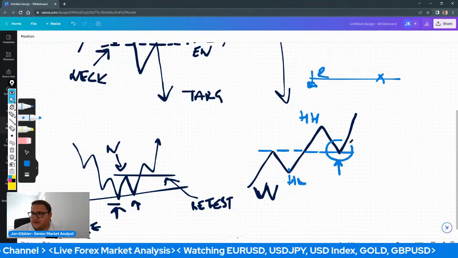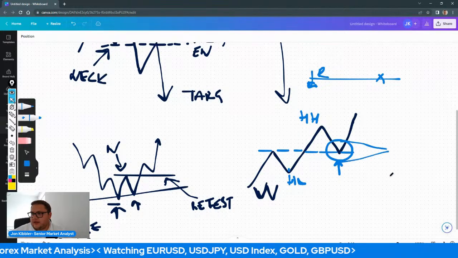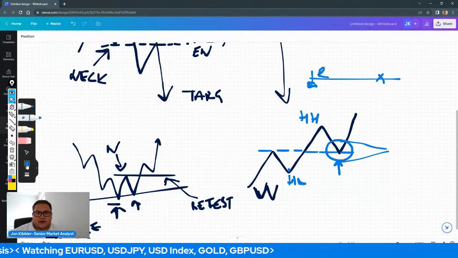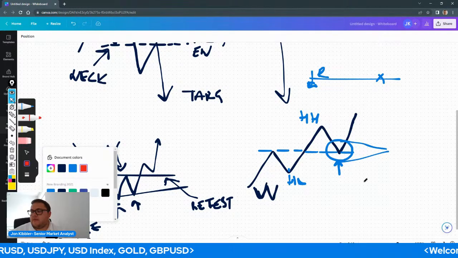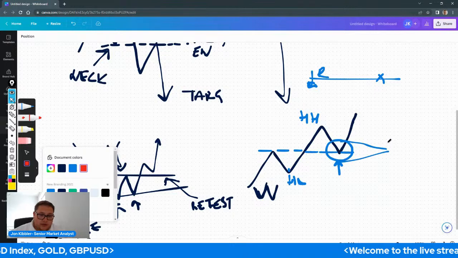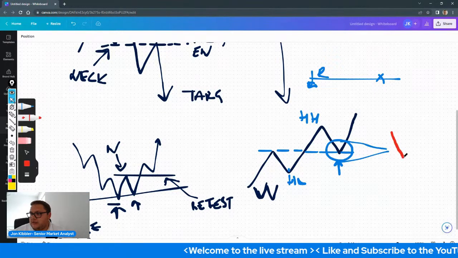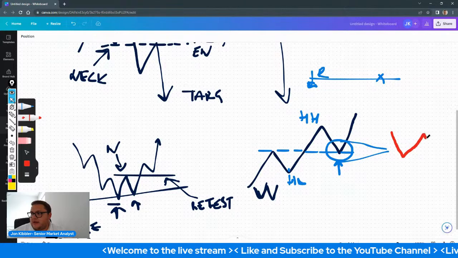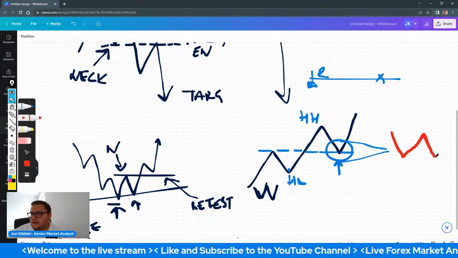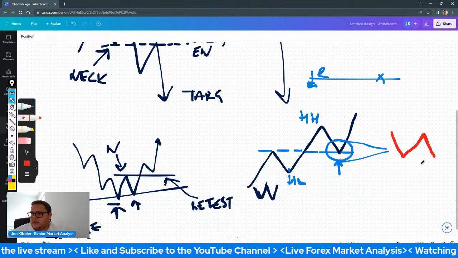Now, in this area here, let's just step that out. In this area here, I'd be looking at the double top, double bottom pattern. So I'll be looking for price to come down into that level, rally back up away from it, and come back into it. Now, this is where I'm typically looking for an entry.